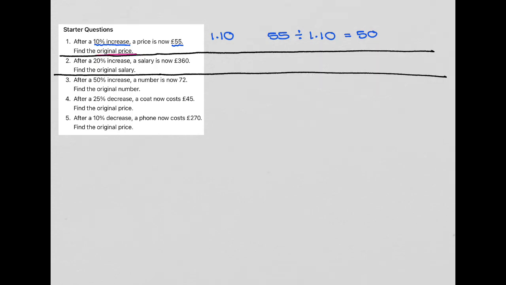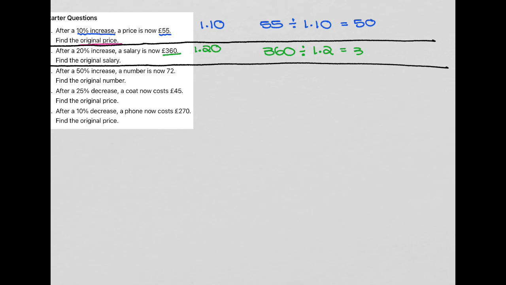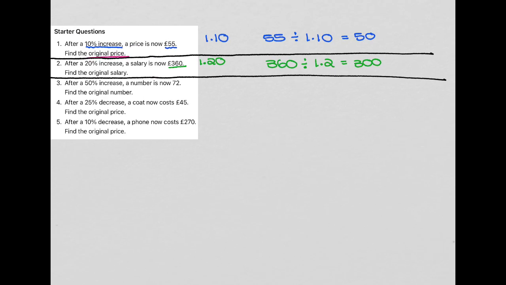All right, let's look at question 2. After a 20% increase, the salary is now £360. Find the original salary. So a 20% increase means that the multiplier is 1.20 or 1.2. The salary is now 360. So I'm going to say 360 divided by 1.2 or 1.20. And I get 300. And so that was the salary before the increase.